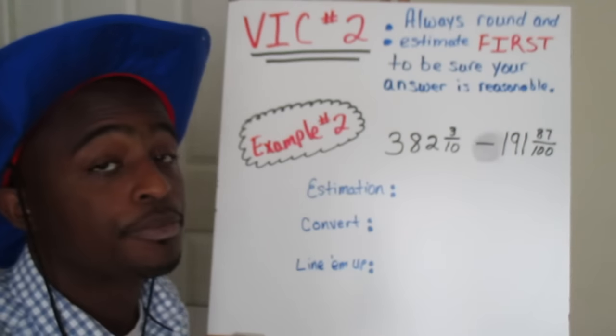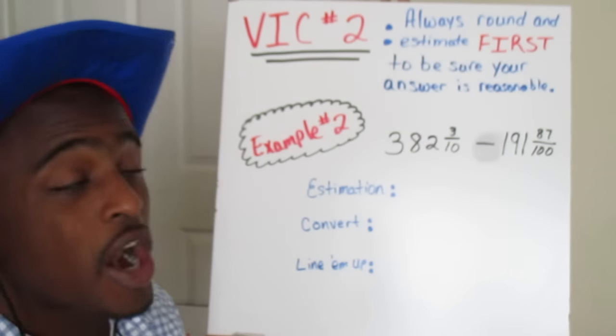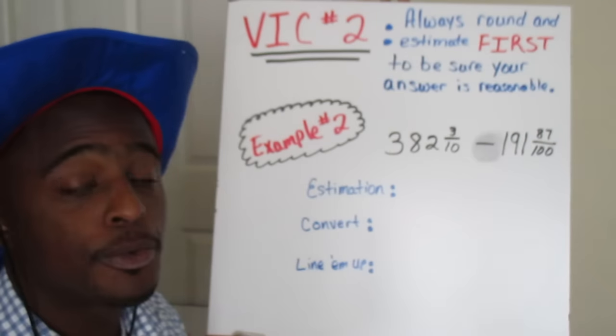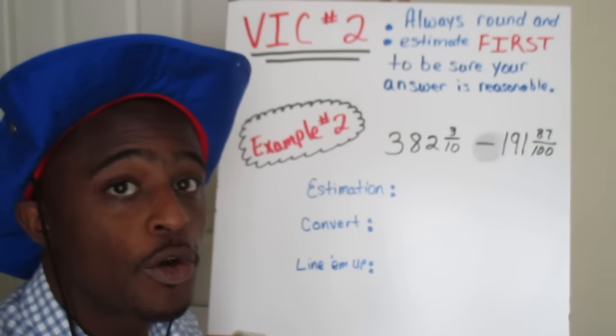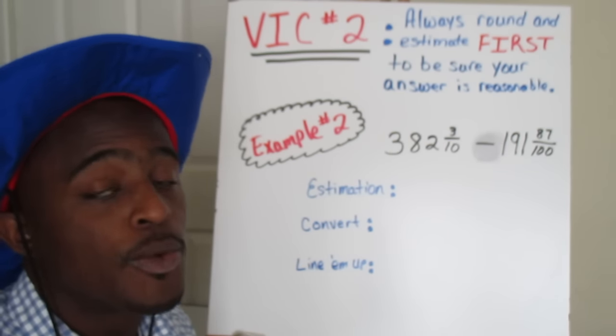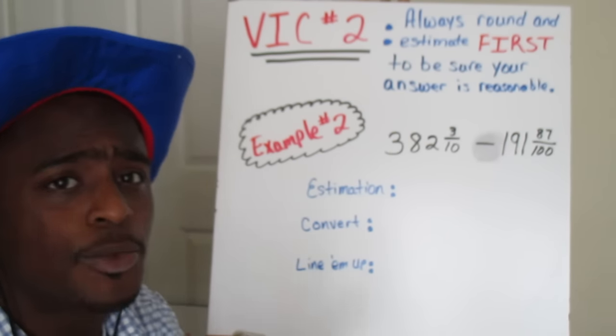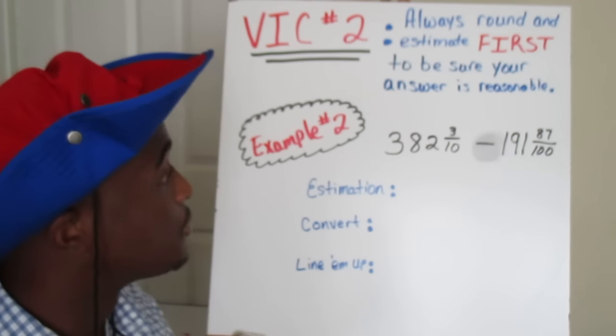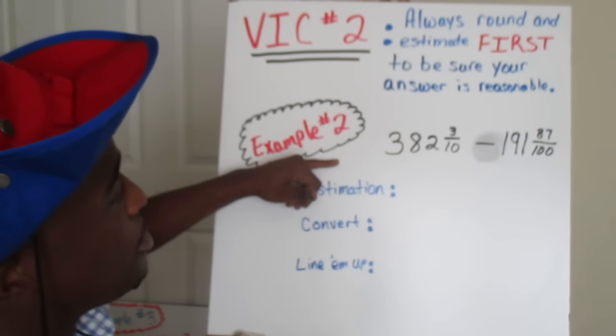Tip number 2. Always round and estimate first to be sure that your answer is reasonable. So just like we went over in example 1, every time we're dealing with either mixed numbers or decimals, we round our answer first. So let's look at example 2.